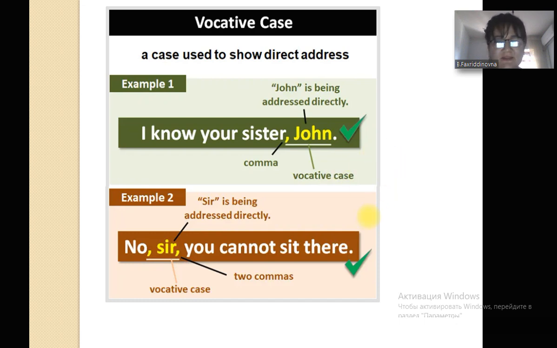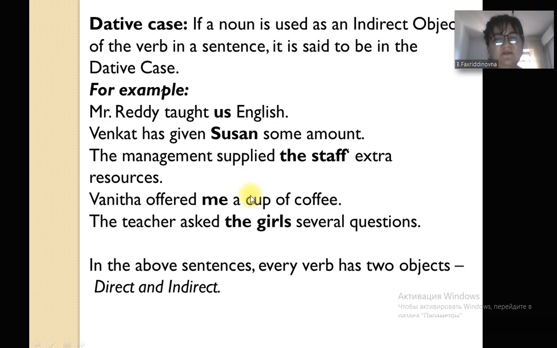And the second sentence: "No, sir, you cannot sit there." Here you can see two commas in this sentence. Sir is being addressed directly. Vocative case it is.